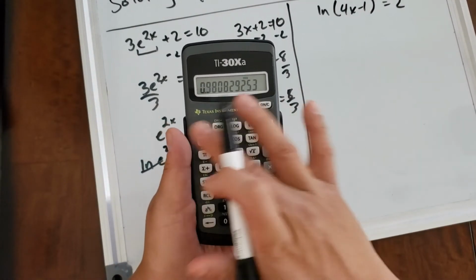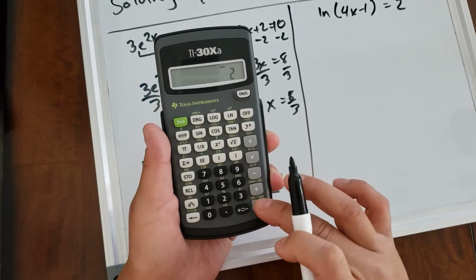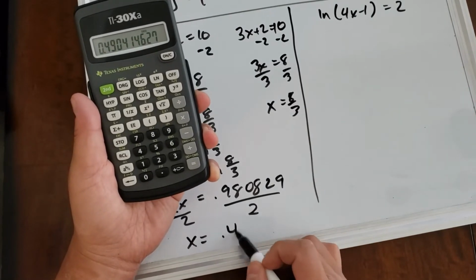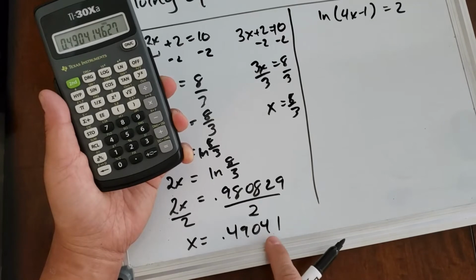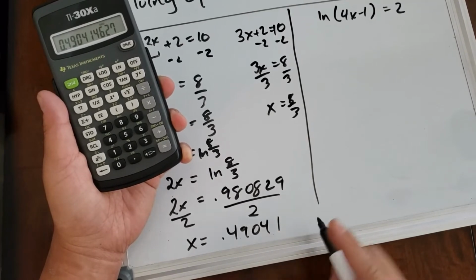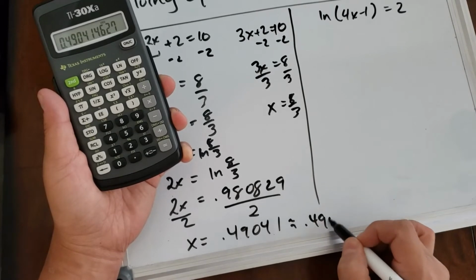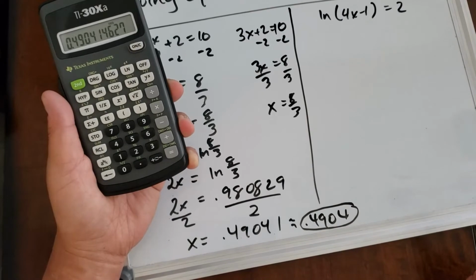So I just go to my calculator. I don't have to retype this number. Just leave this number in here, and then just hit divided by 2. And it gives me x equals 0.49041. Now again, we count 1, 2, 3, 4. That fifth number is 4 or less. So it's going to be 0.4904. And then that's what I'm looking for as an answer.